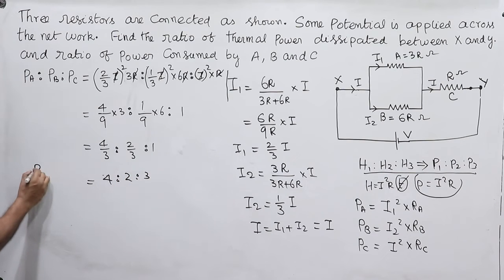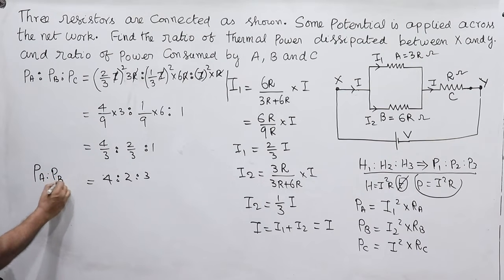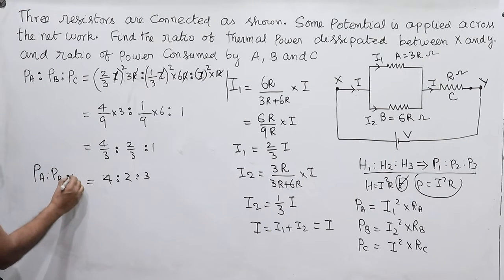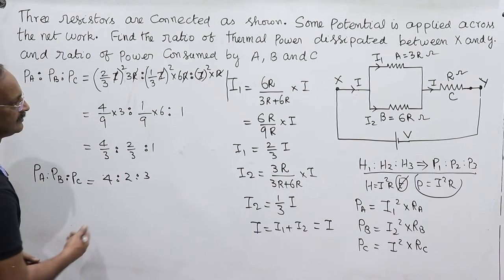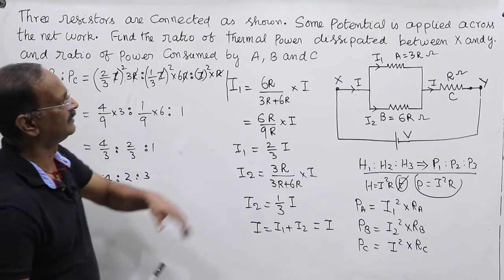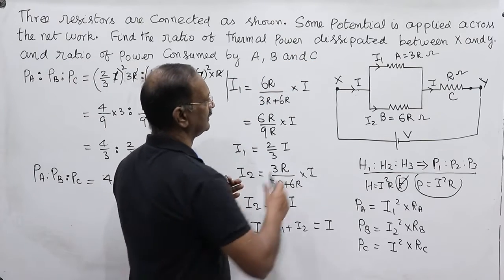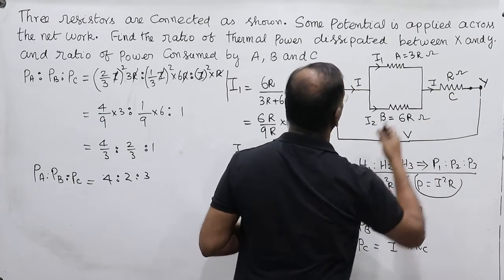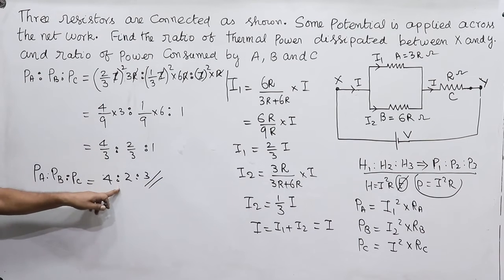Therefore, the power dissipated in resistor A, resistor B, and resistor C, its ratio is equal to 4 is to 2 is to 3, and heat also in the same ratio. So the total thermal power dissipated between X and Y, between this terminal to this terminal, is in the ratio 4 is to 2 is to 3.